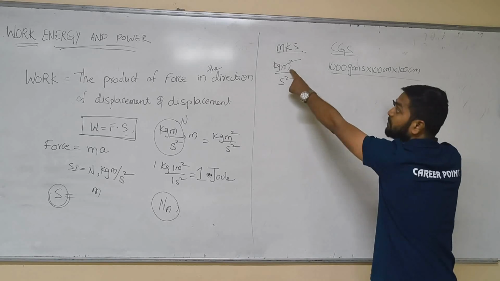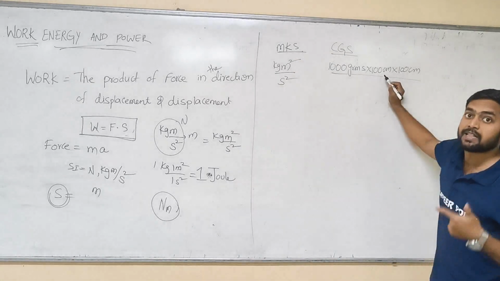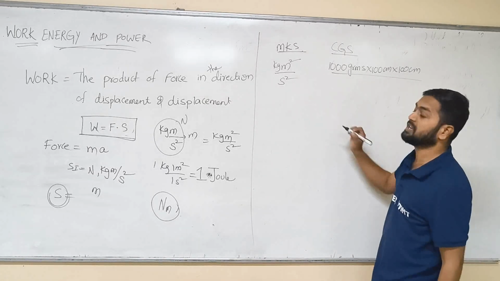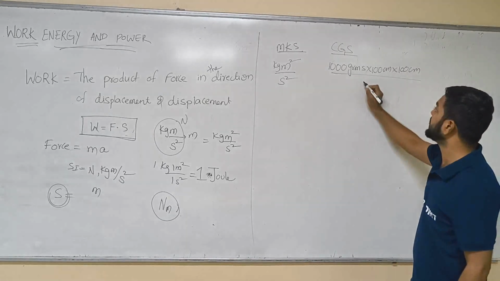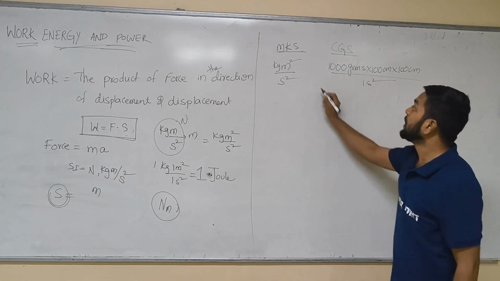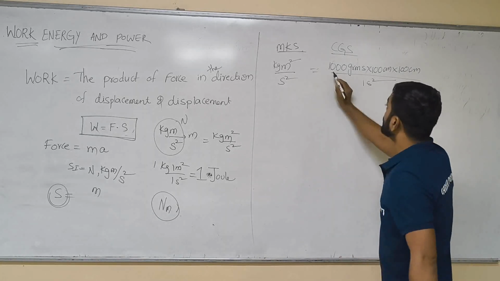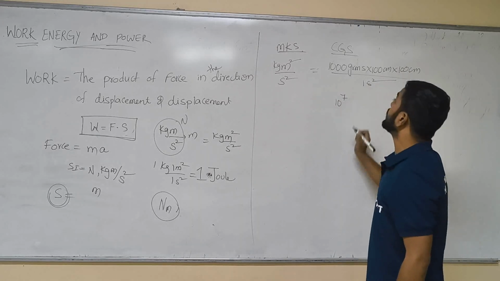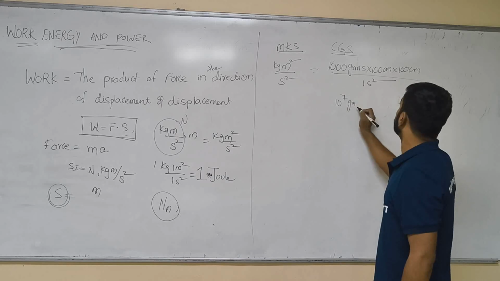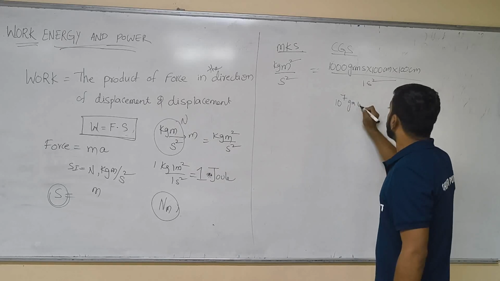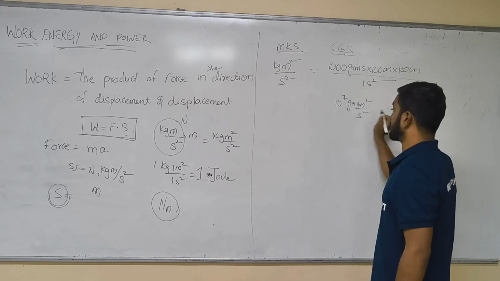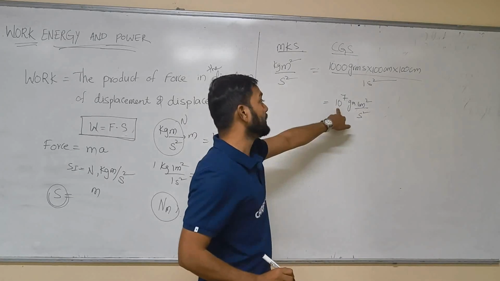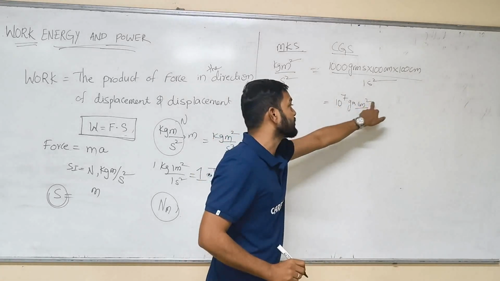Why? Because here we are writing meter square, so for that reason we need to write centimeter into centimeter, that is centimeter square, and second square. 1 second is nothing but the second, so we write 1 second square. So here this will be equal to 10 to the power 7 grams centimeter square per second square.